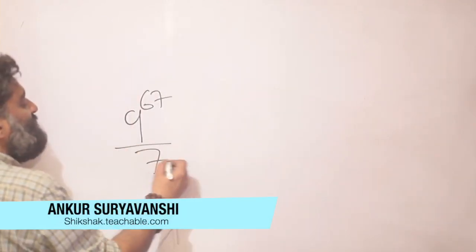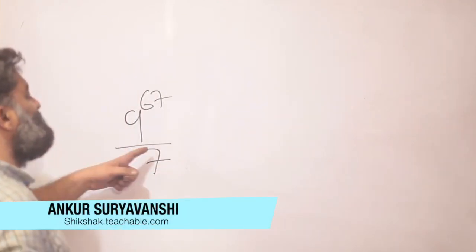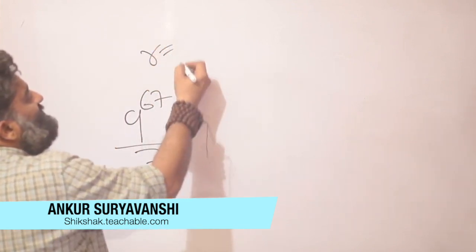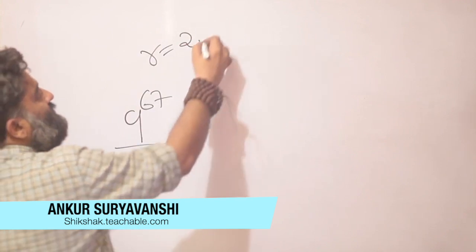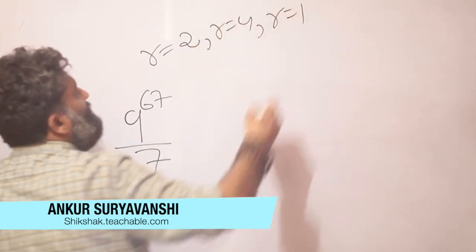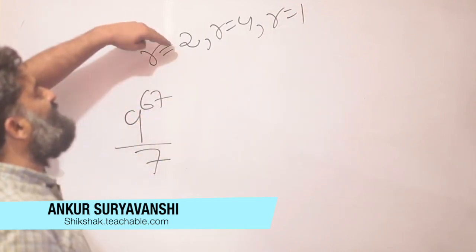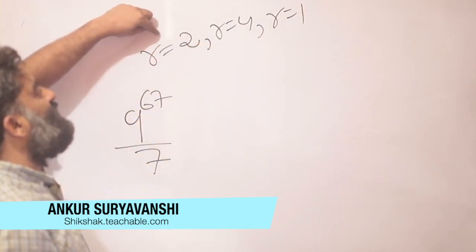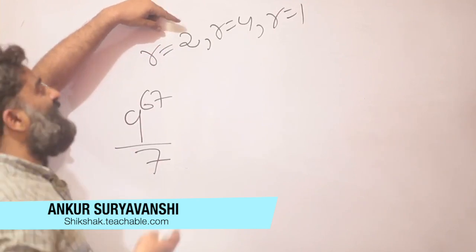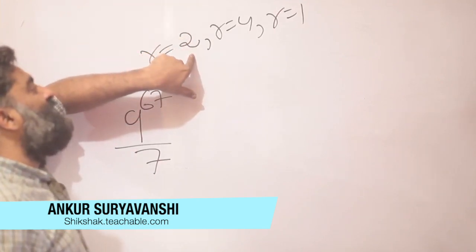Let's stay with this question for a minute. 9 raised to 67 divided by 7. We have already figured out that the possible remainders were 2 or 4 or 1. And you should be able to see it in steps also. 9 raised to 1 gave you 2. And you did not need to think of the 9 cycle again. You could have just thought of the remainder cycle.